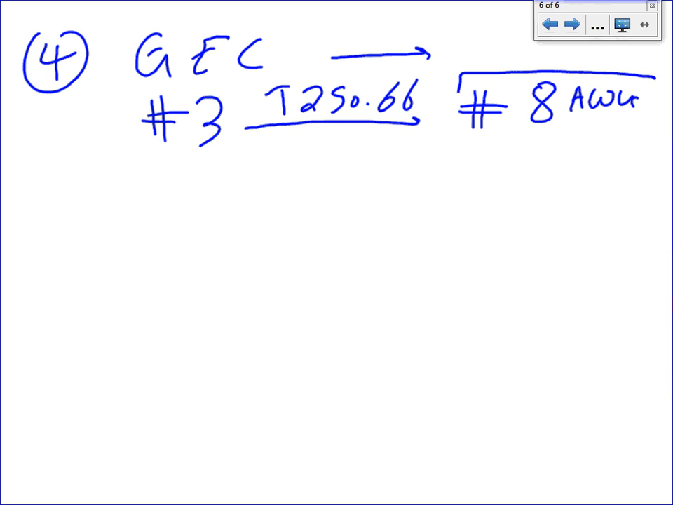Number 8 AWG. Now, let me warn you about number 8. If you use a grounding electrode conductor less than number 6, you have to provide physical protection for it. So if you bring that number 8 down outside, the inspector will force you to put it in PVC Schedule 80 for physical protection. That's very common, guys. Anything number 8 or less, you need physical protection for it.